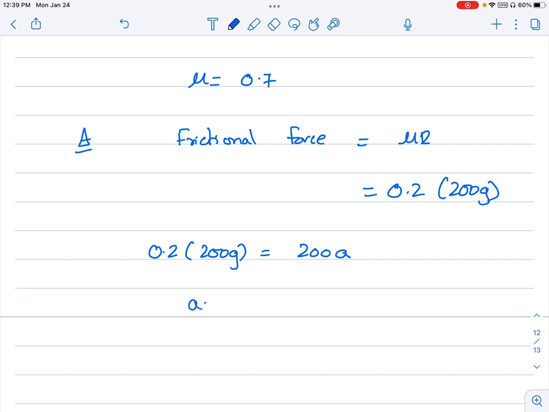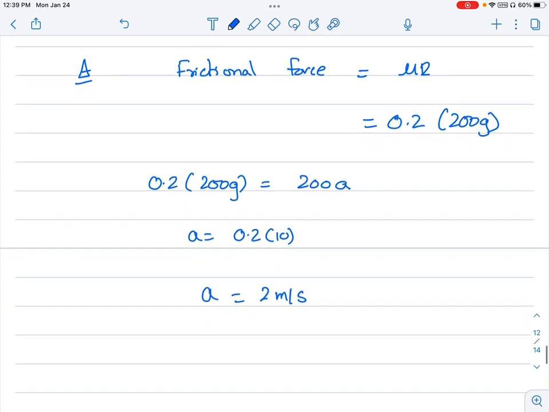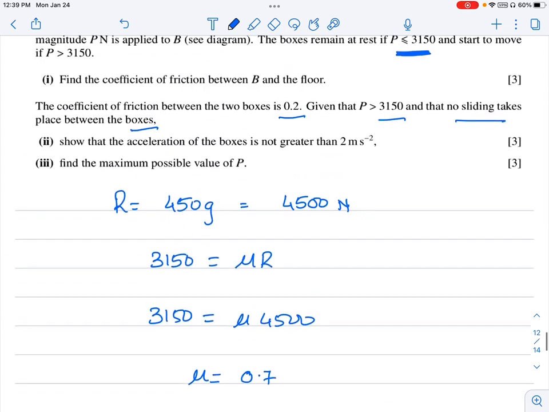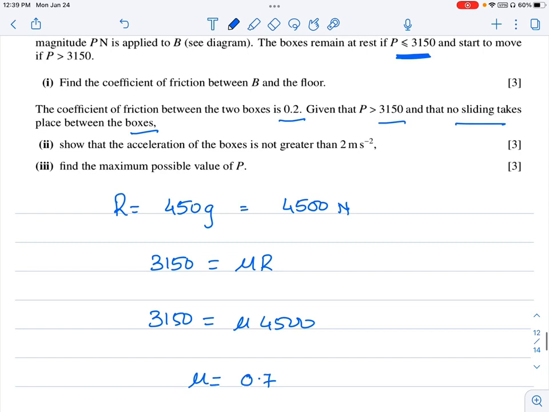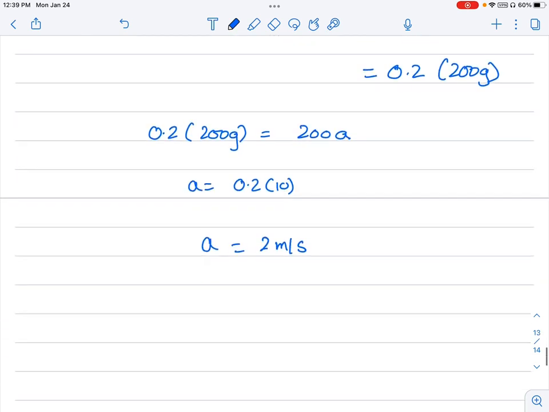I get the value of a as 0.2 g, which is 0.2 times 10, which is nothing but 2 meters per second squared. The question says show that the acceleration of the boxes is not greater than 2 meters per second squared. So whenever it is sliding, the acceleration will always be less than or equal to 2 meters per second squared. This is the maximum acceleration.